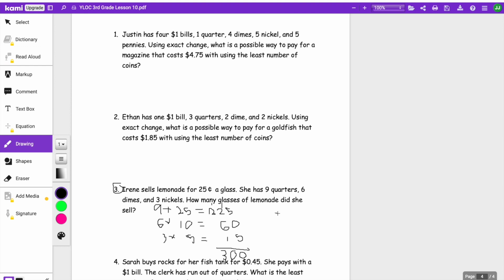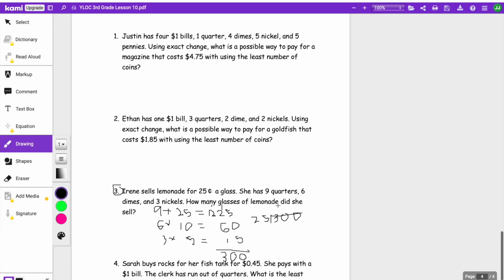And then we could do 300 divided by 25, since it's 25 cents per glass. And we do 30 divided by 25 is 1. 25 divided by 5 is 0. 25 times 2 is 50. So the answer is that she sold 12 glasses of lemonade.